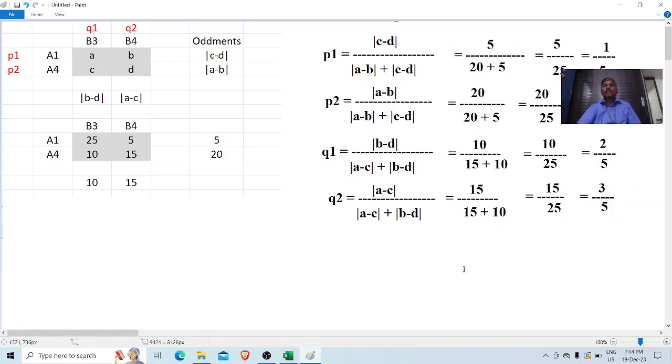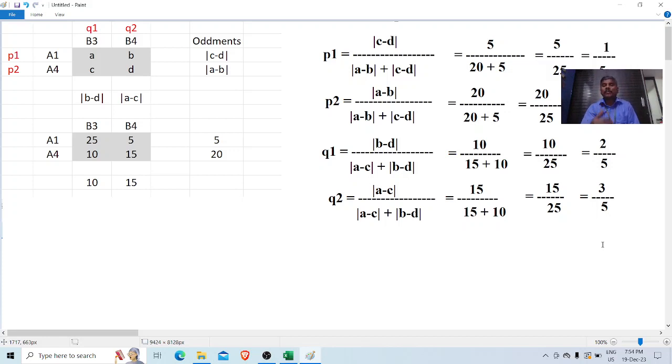The probability of using the strategy B3 is 2 by 5. The probability of using the strategy B4 by firm B is 3 by 5. So these are the optimal strategies for firm A and firm B.